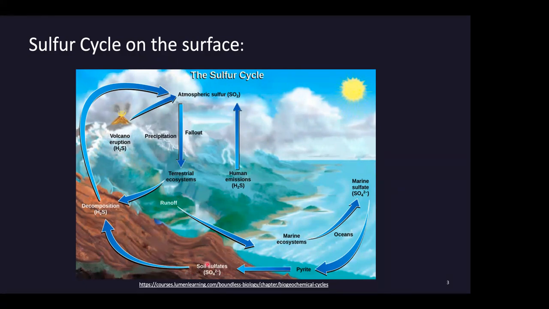We can see that in sulfates in the soil and in the marine ecosystem, sulfur is present as S6+, which is the sulfate. Hydrogen sulfide is present where sulfur is in the S2- state, and in atmospheric sulfur dioxide, sulfur is in the +4 state.